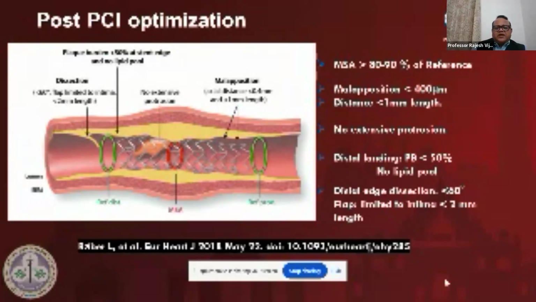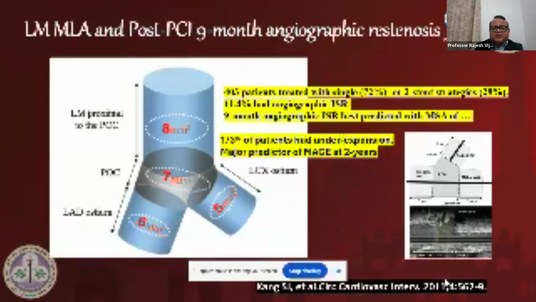This is a very frequently quoted study from South Korea with the rule of 5, 6, 7, 8. The LCX minimal luminal area, which should be there for revascularizing, should be more than 5. For the ostial LAD, it's 6, confluence is 7 and 8.